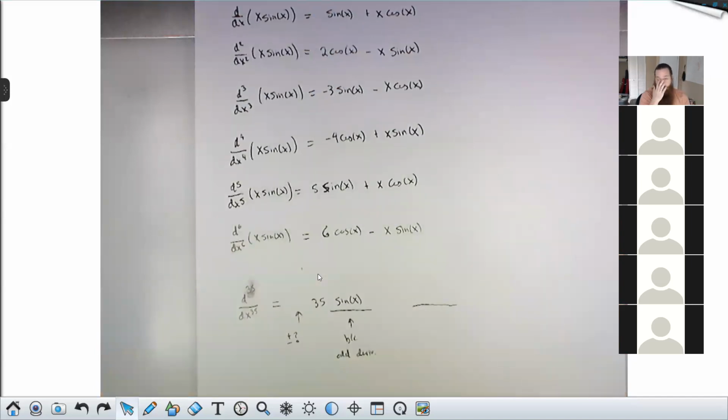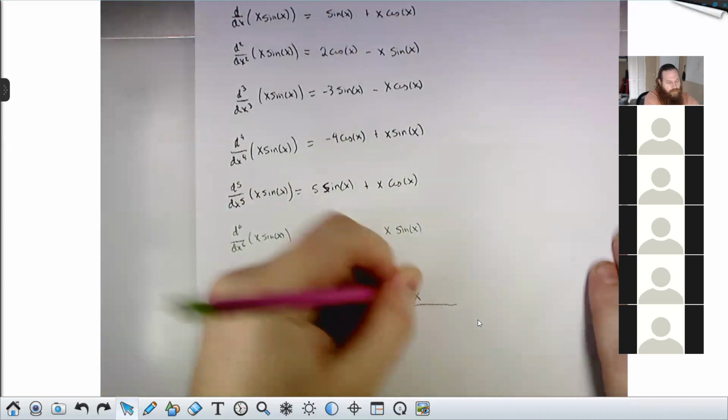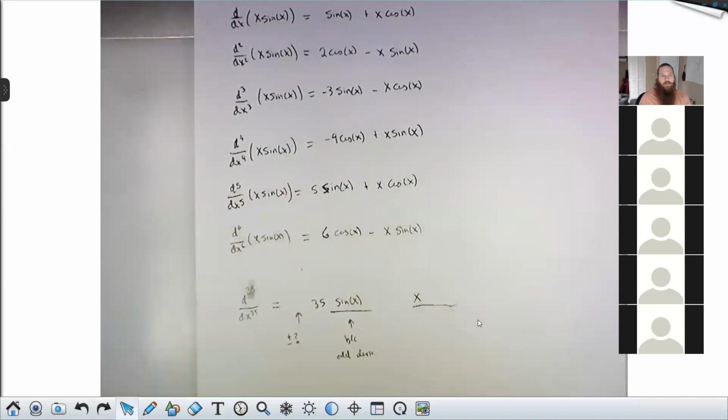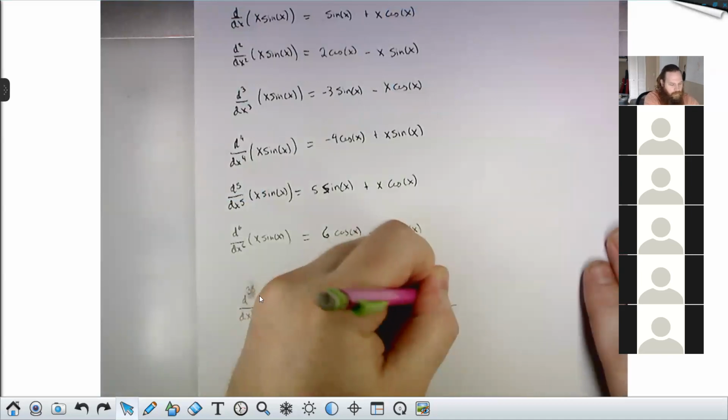I'll leave that like this for now. Let's jump over to the other term here. We know this is going to be x times either sine or cosine. What patterns do we have here? The first derivative has x cos x, second x sin x, third x cos x, fourth x sin x. Yeah, because all of the odd derivatives here have a cosine. And the 35th derivative is certainly odd.